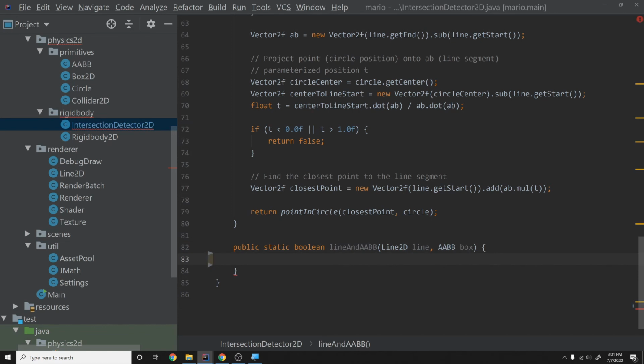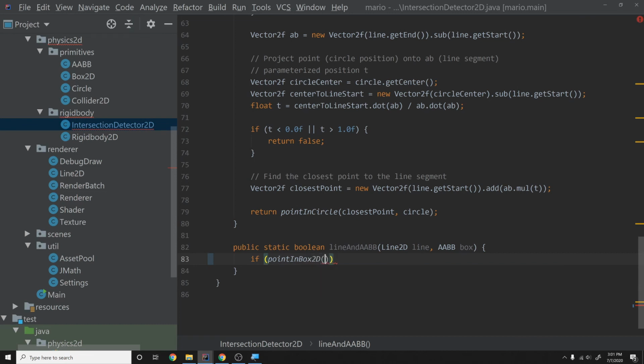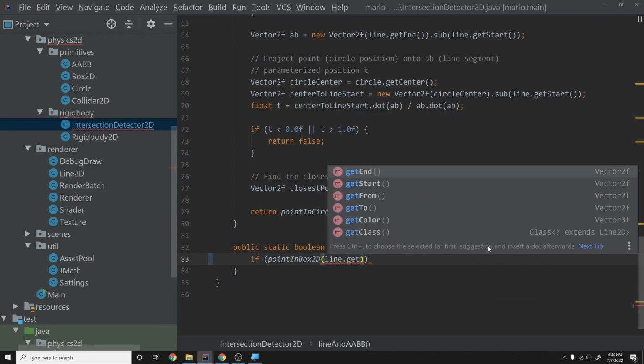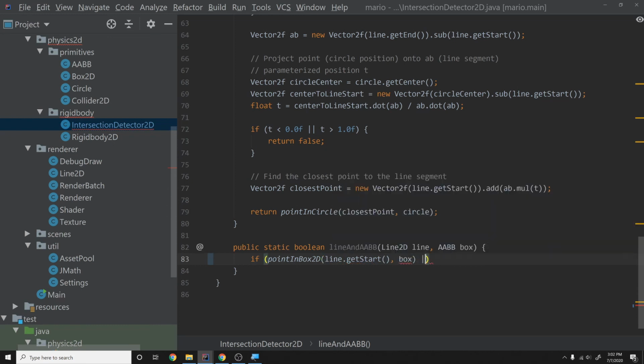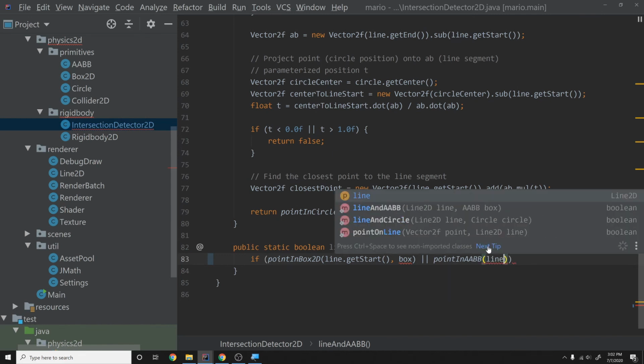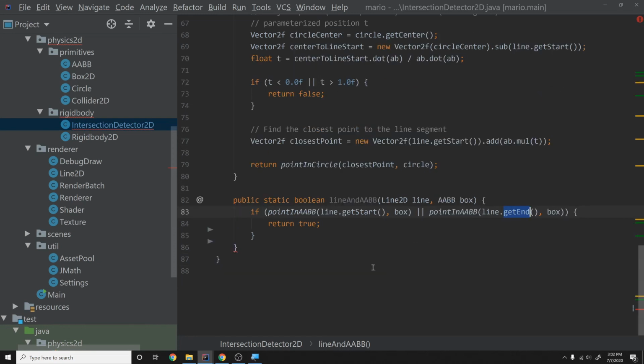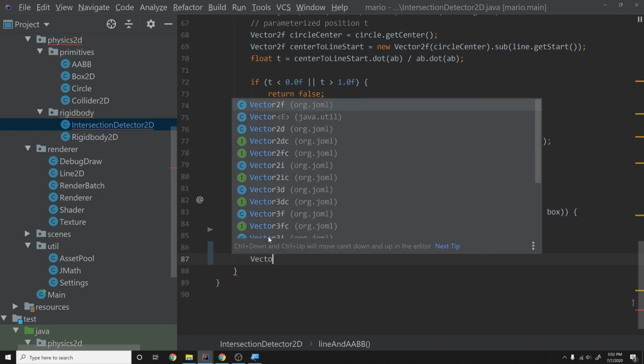Okay, so first thing we want to do is check if either of the endpoints are inside the box, because if they are, we can return true early and not do all that stuff I was talking about. So we'll say if pointInAABB, line.getStart, box, or pointInAABB, line.getEnd, box, then return true. So we can exit early if either of the endpoints is inside the box, because then we know it's definitely intersecting, okay? Next, what we're going to do is create that unit vector.